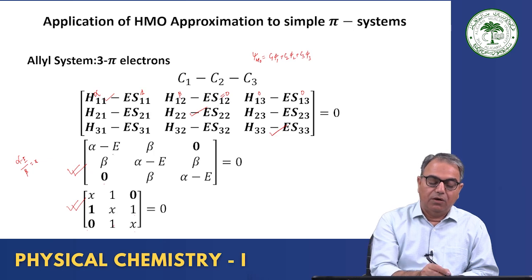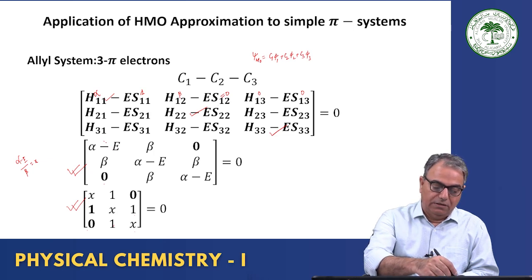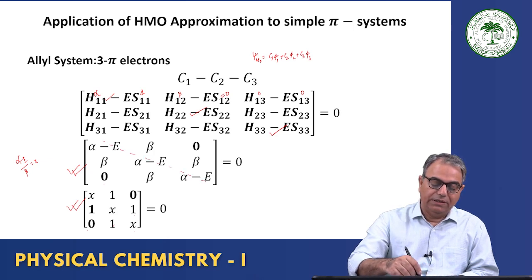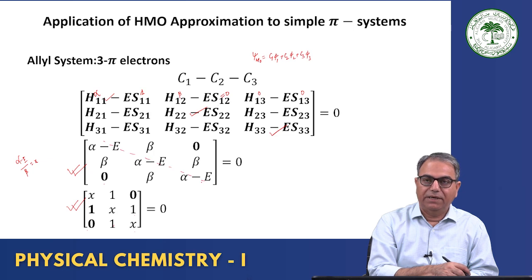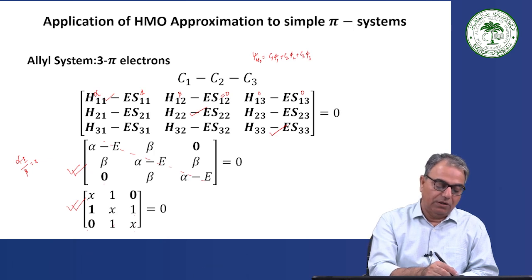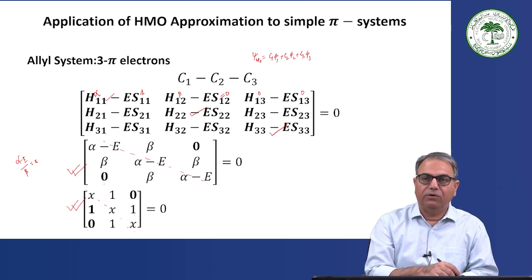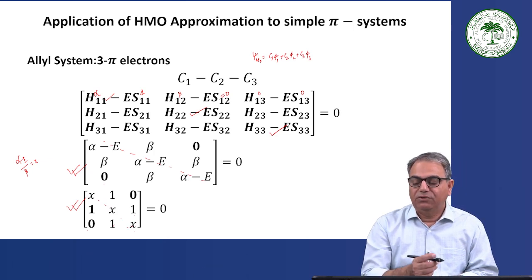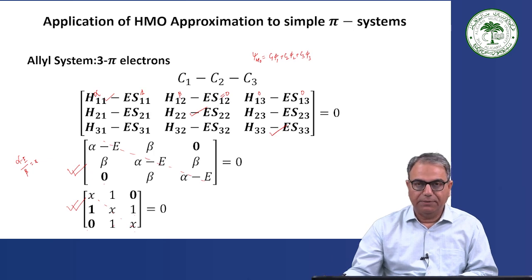You see here all the terms on the diagonal of the matrix are the same: alpha minus E, alpha minus E, alpha minus E. This you should get as x, x and x, all terms are the same in the diagonal. So if you are getting this, then your determinant is fine. Now once you have the secular determinant written, from this you find out the value of x.